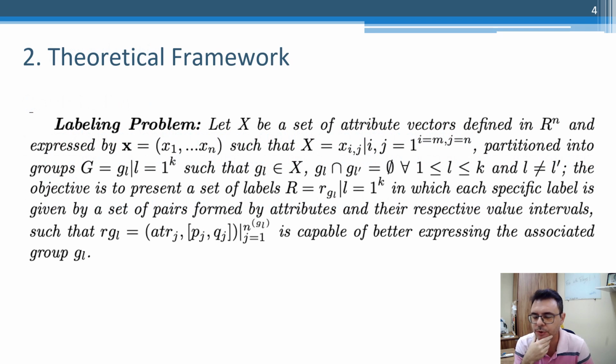Now we show our theoretical framework, and we start with the label problem. The label problem consists of presenting a summarized identification for the groups, naming them according to their characteristics. So the group label is a combination of a relevant attribute and the value range, and we express this label with this format.